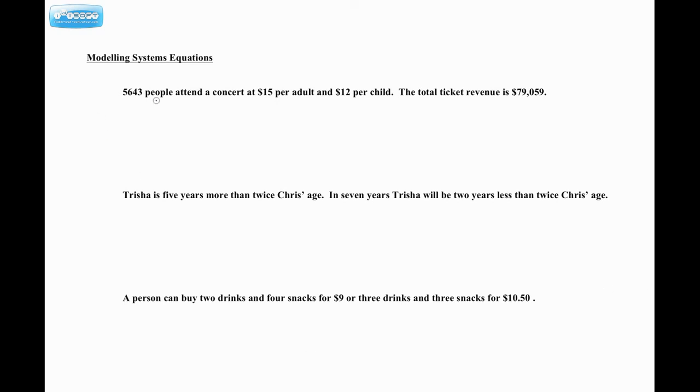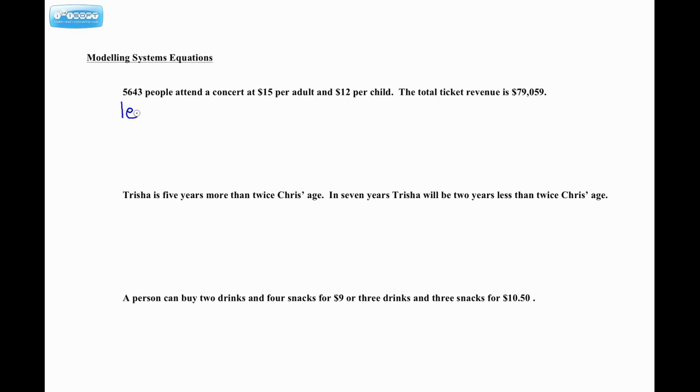So for instance, in this problem, 5,643 people attend a concert at $15 per adult and $12 per child. The total ticket revenue is $79,059. For all of this information written down here, we can create not one, but two equations. Hence, we will have a system of equations. Okay? And you may notice that there's a piece of information that we would likely want to know, and that is how many adults were at the concert, how many children were at the concert. We know how much each of them has to pay, and we know how many people were there in total, but we don't know how many of each age group.